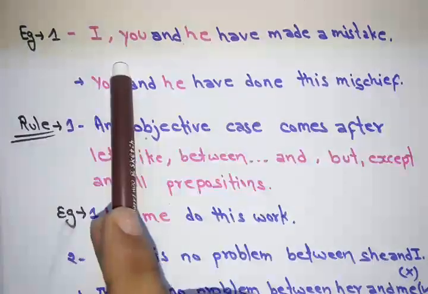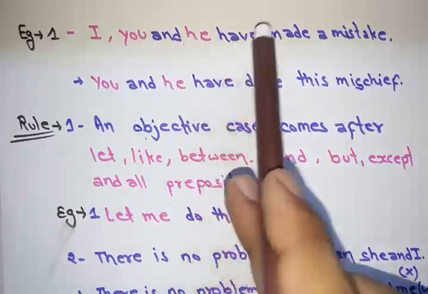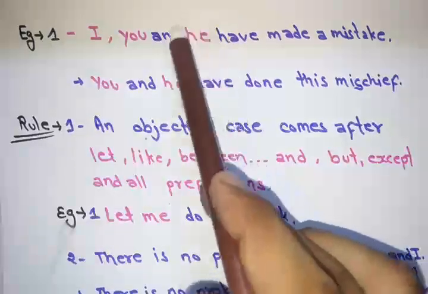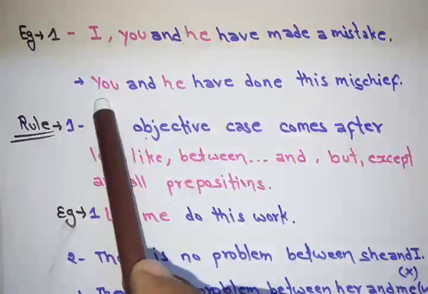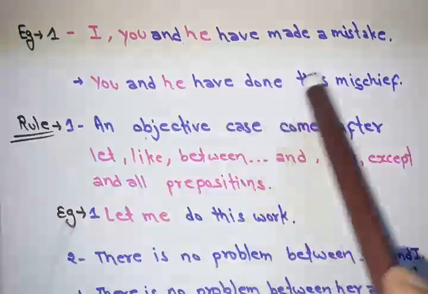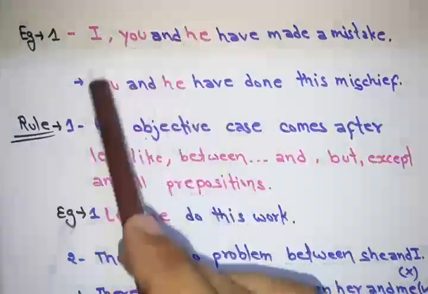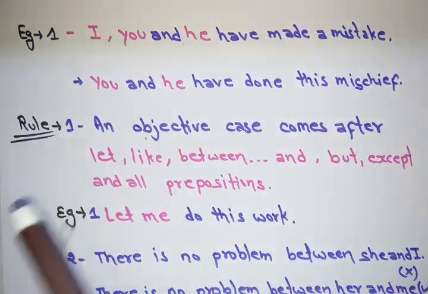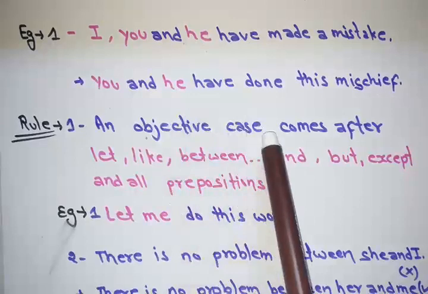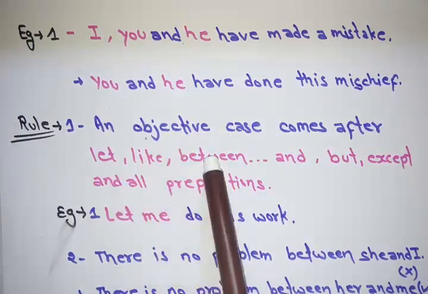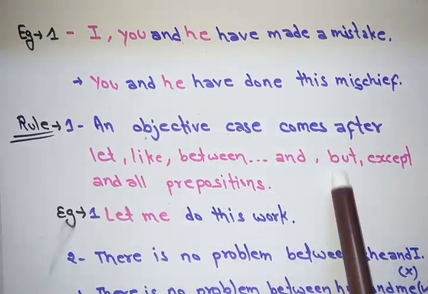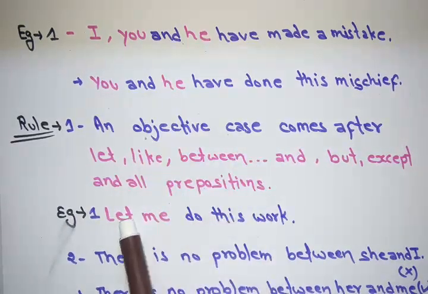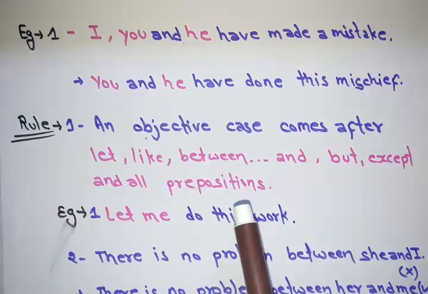Example number one: I, you, and he may have made a mistake. So I, you, and he are the nominative case. And you and he have done this mischief. So you and he are also the nominative case. Rule number one: an objective case comes after let, like, between, but, except, and all prepositions. For example, let me do this work.